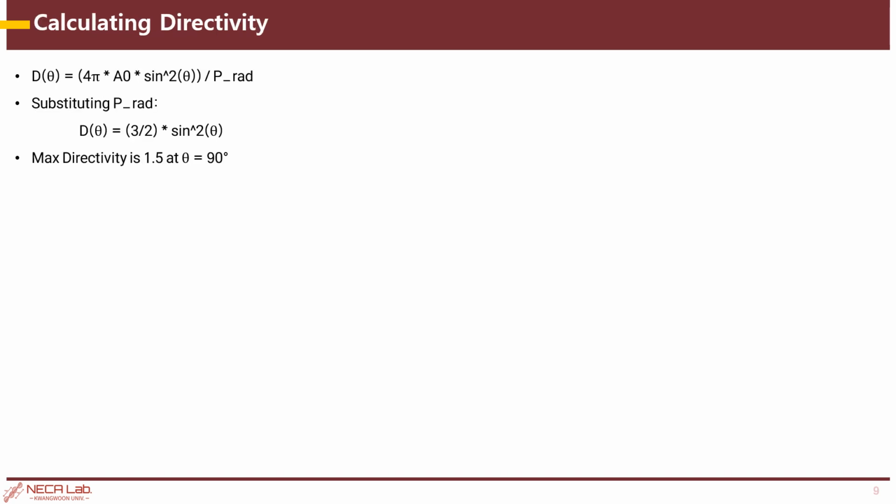Now, calculating the directivity of the antenna radiation, first we use the formula of directivity D(θ), and this compares the directional radiation intensity to the total radiated power. Next, let's substitute P radiation from the previous slide. Recall P radiation equals 8πA0/3, and plugging that in, we get D(θ) equals 4πA0 sin²θ divided by 8πA0/3, and simplifying, we get D(θ) equals 3/2 sin²θ.